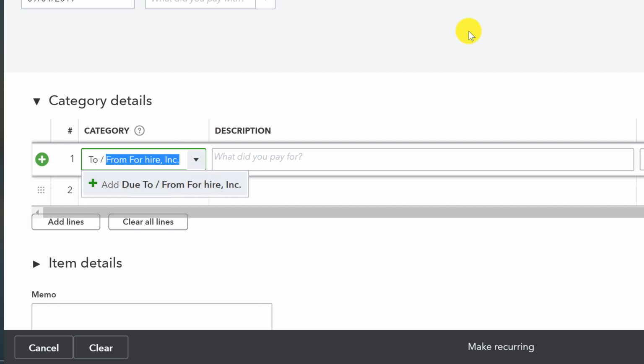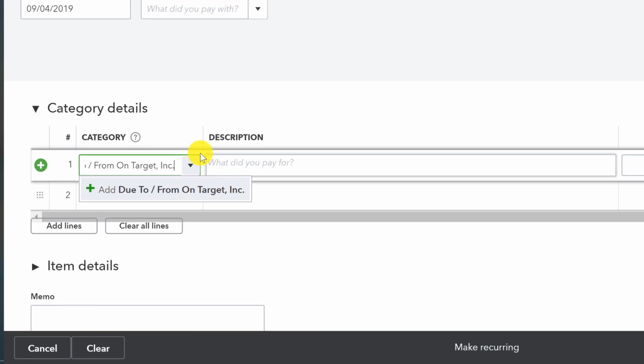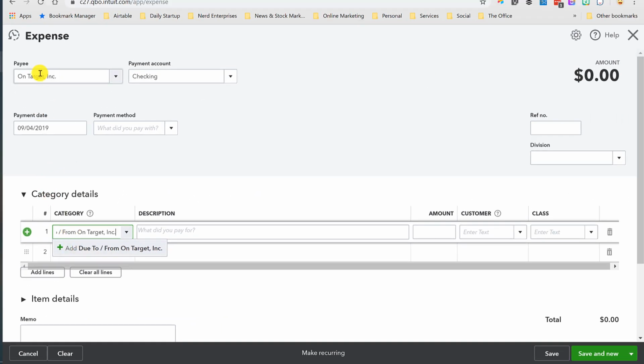This is where it can get very confusing, right? Whose books are we in? And who are we making the payment to? So this is due to/from OnTarget Inc., because we're in For Hire's books writing the payment to OnTarget Inc.